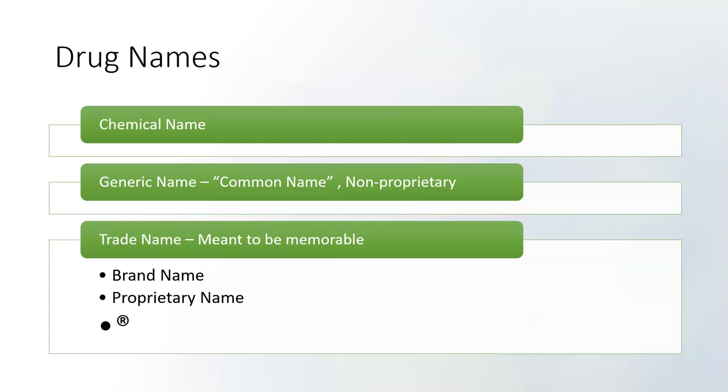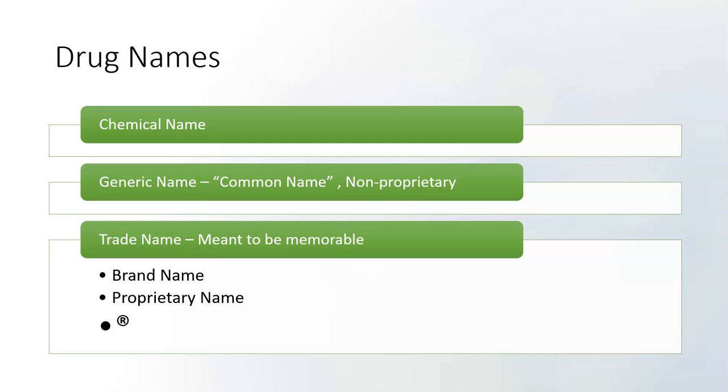Is it an N? Is it cis? Is it para? What is it? It's complicated. It's confusing unless you take chemistry. Don't worry about that. We're not going to call most things by their chemical name. Now, the generic name is the common name. It's non-proprietary. And then the trade name is meant to be memorable, generally. It's also known as the brand name or the proprietary name.